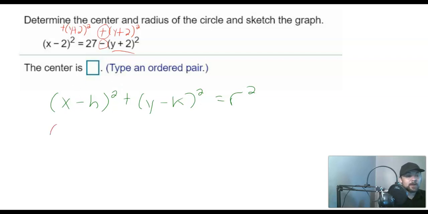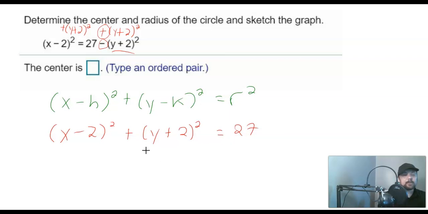And so what we end up with is the x minus 2, which is already there, plus the y plus 2 squared equals 27. I think I just kind of misspoke there for a second. So that's x minus 2 squared plus y plus 2 squared equals 27. So that's what the equation becomes.